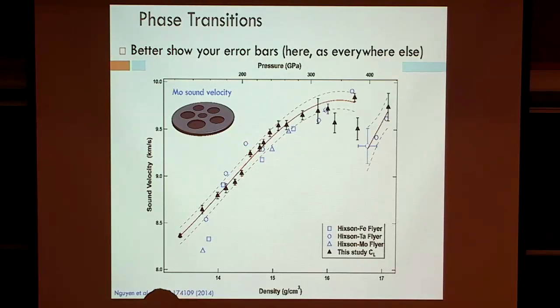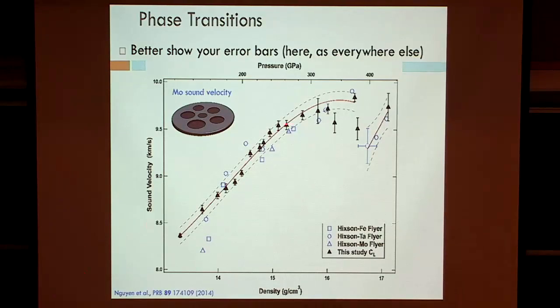Yeah? Do you determine density that precisely? Yes. The density comes from symmetric impact experiments where we hit molybdenum with molybdenum, and we get the density to 0.1% from those experiments. Then we come back and do the experiments where we're measuring the sound speed, but again we're hitting molybdenum with molybdenum, and we know the flyer velocity. So yes, the density is extremely precise.